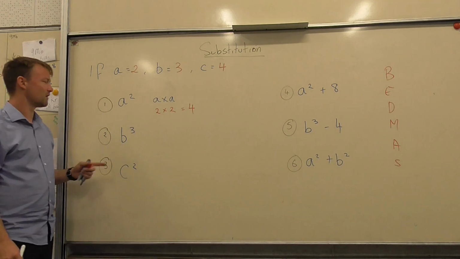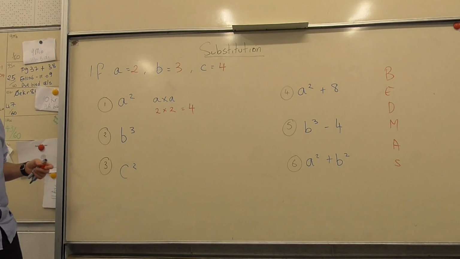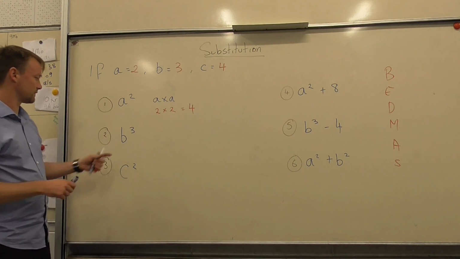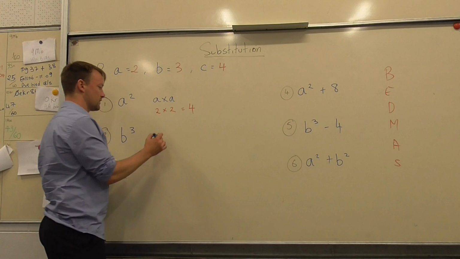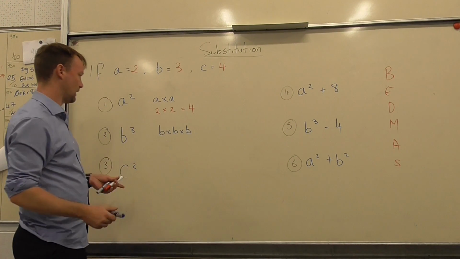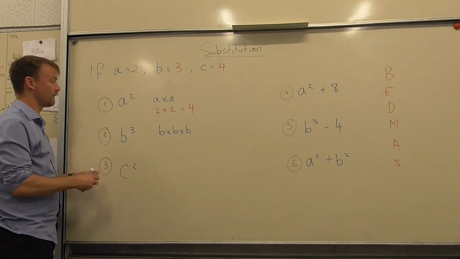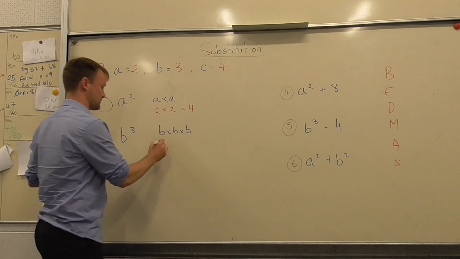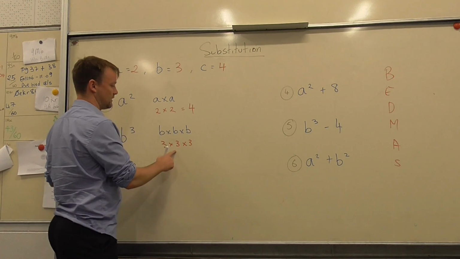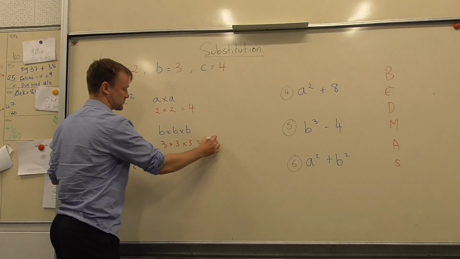For number 2, which has a B in it, this is B to the power of 3. And hopefully what we're remembering is that this is the base and this is how many times I write it. So I do B times B times B. And when I substitute into that, it's 3 times 3 times 3. 3 times 3 is 9, times 3 equals 27.